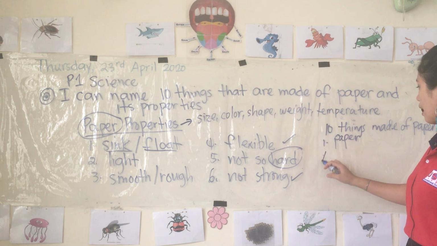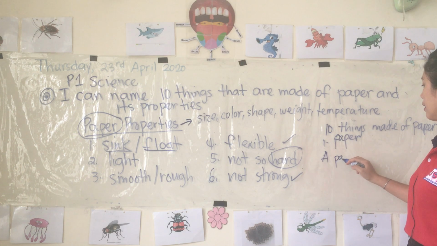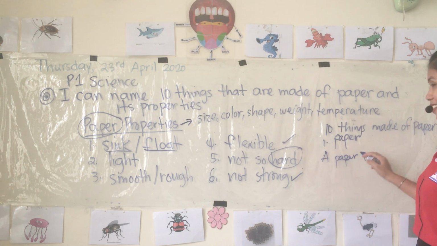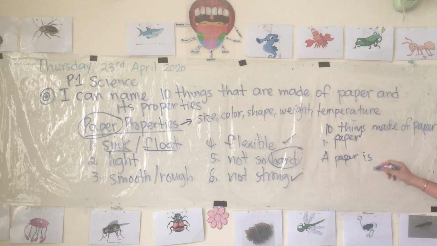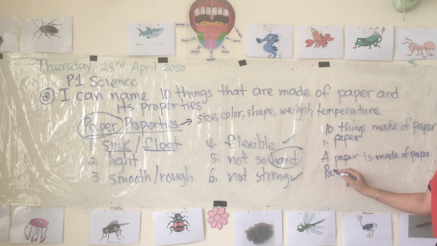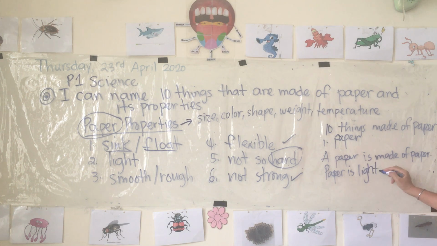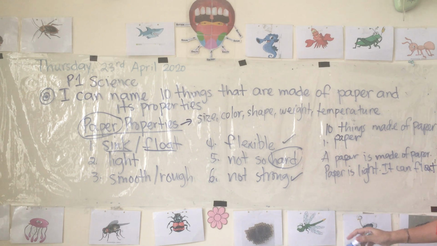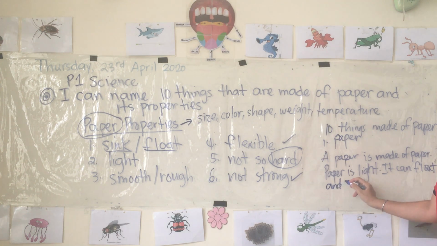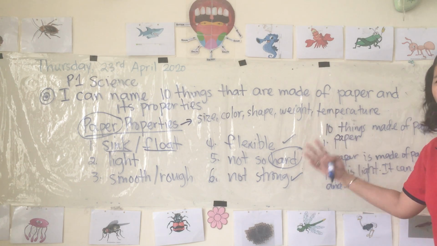So we say a paper is made of paper, right? It sounds funny. A paper is made of paper. Paper is light. It can float and also can sink like that. And then you can add more. So paper is not so hard.